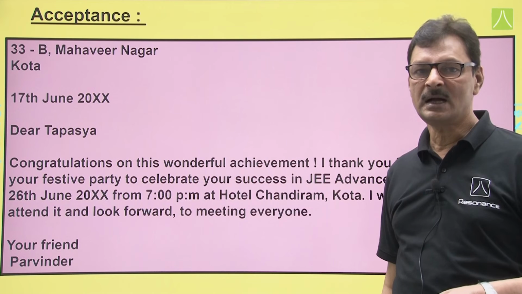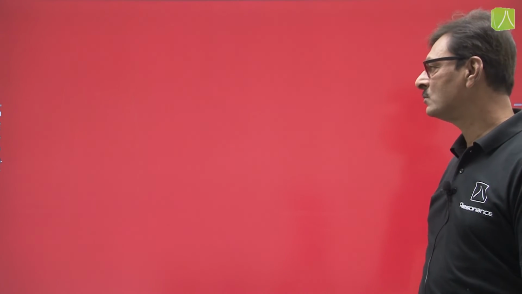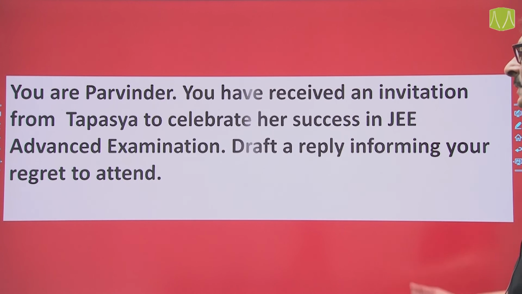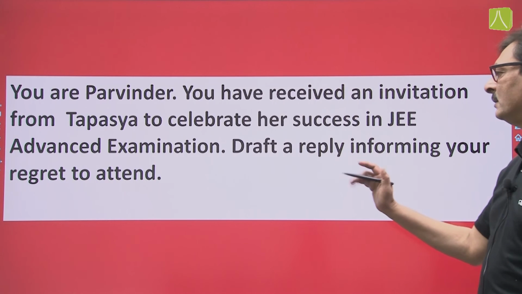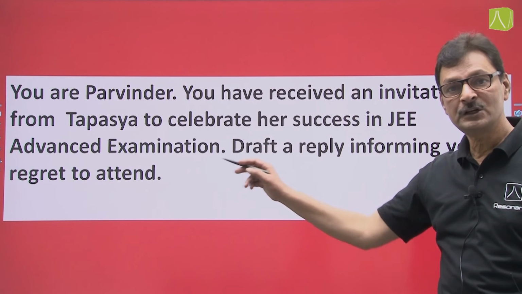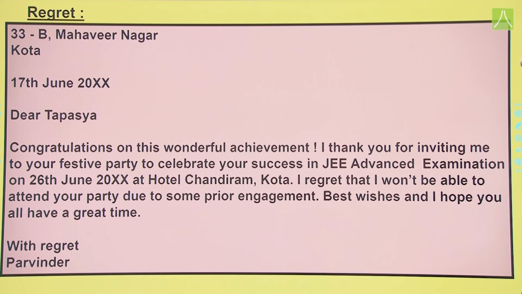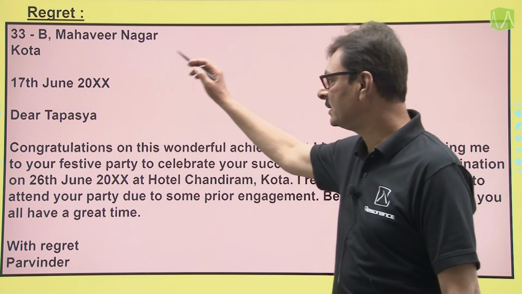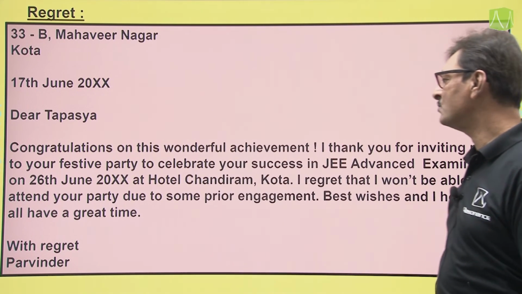Now for some reason, कारणवश Parvinder उस फंक्शन को नहीं attend कर पाएगा. सो उसका example हम देख लेते हैं very quickly. तो this is the question. Parvinder is unable to attend. He is writing a reply showing the regret, and the response will be in this way. Sender's address as usual. Date, Dear Tapasya, congratulations on this wonderful achievement.